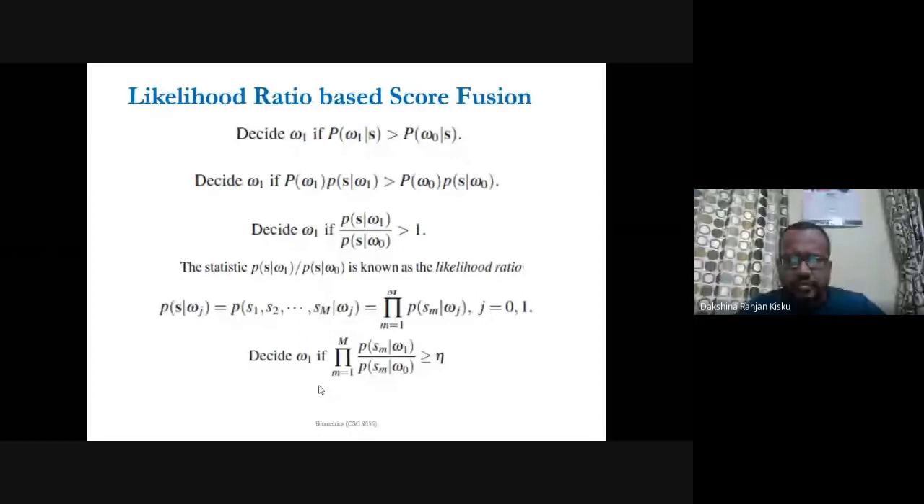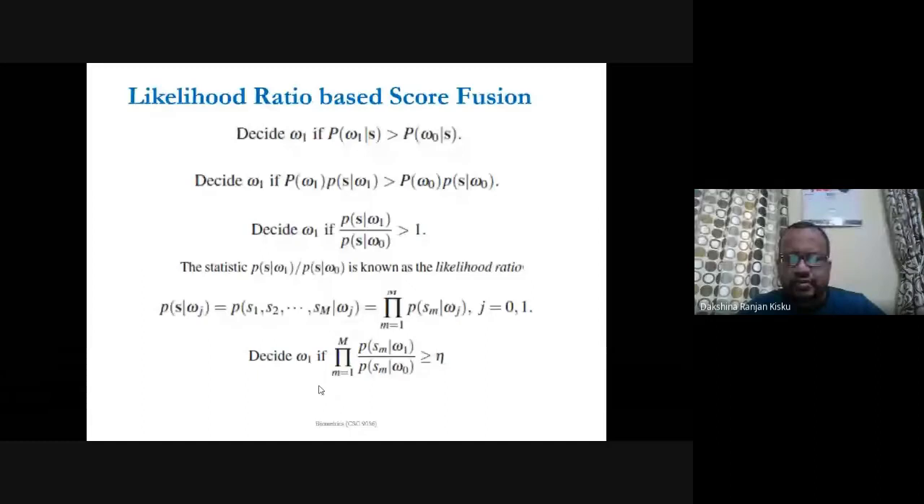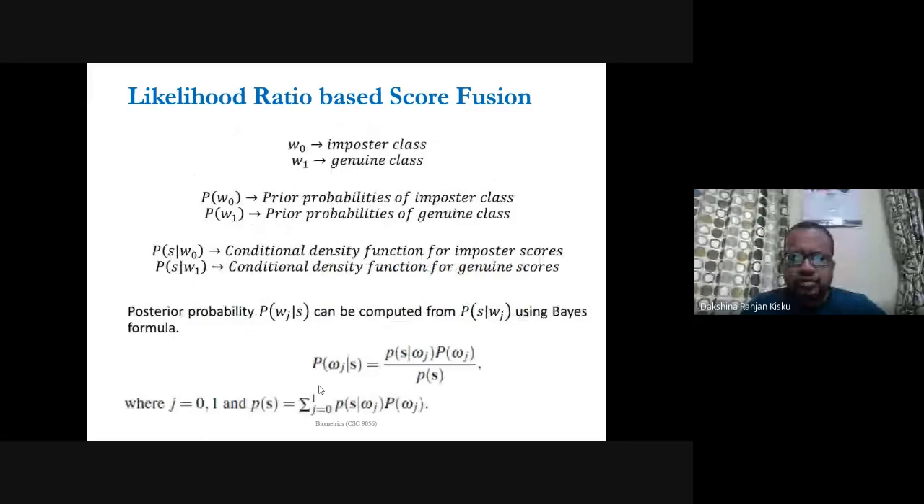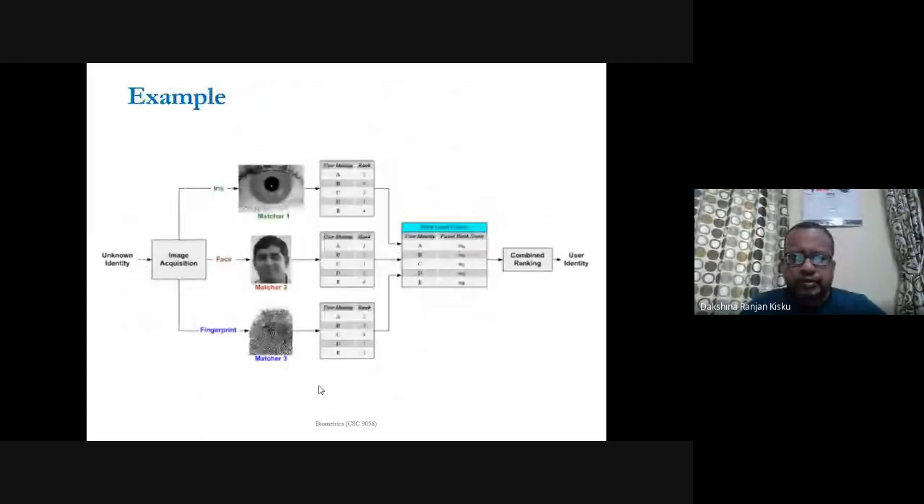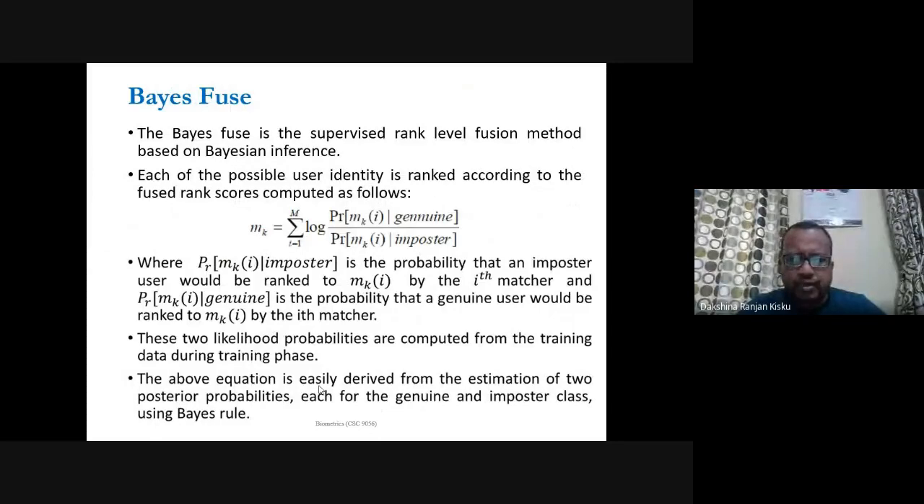Whenever the prior probabilities P of omega 1 and P of omega 0 are found to be equal, then we can have this likelihood ratio on conditional probabilities of genuine score and imposter scores. We can assign the identity as genuine identity whenever this ratio is found to be greater than 1. Otherwise, whenever this ratio is found to be less than or equal to 1, then we assign omega 0, and this omega 0 represents the imposter class. Now, after having this likelihood ratio, here we compute the fused score for the Bayes fusion rule. And this Bayes fusion rule is used in rank level fusion.